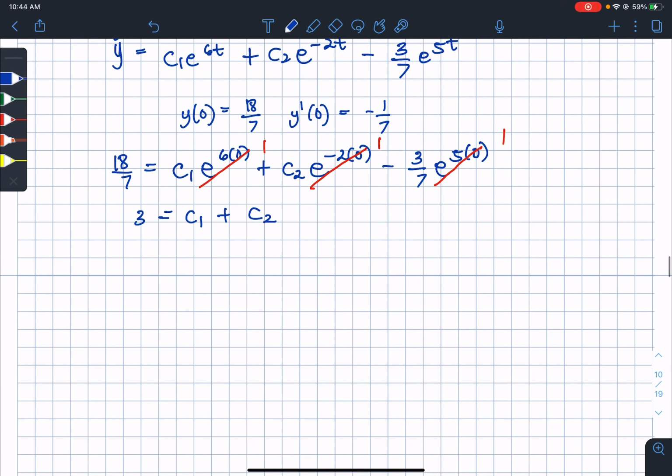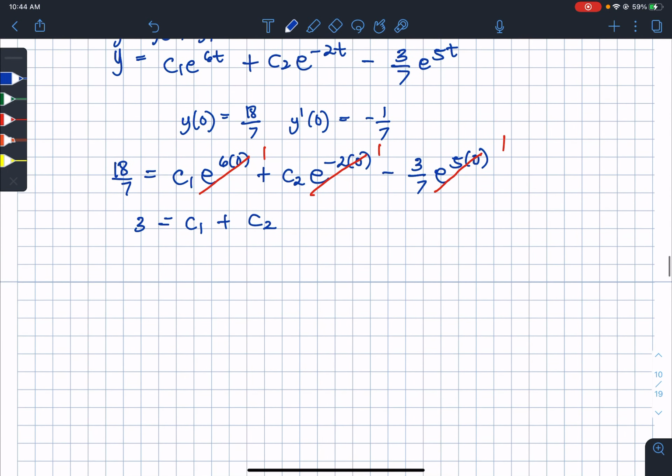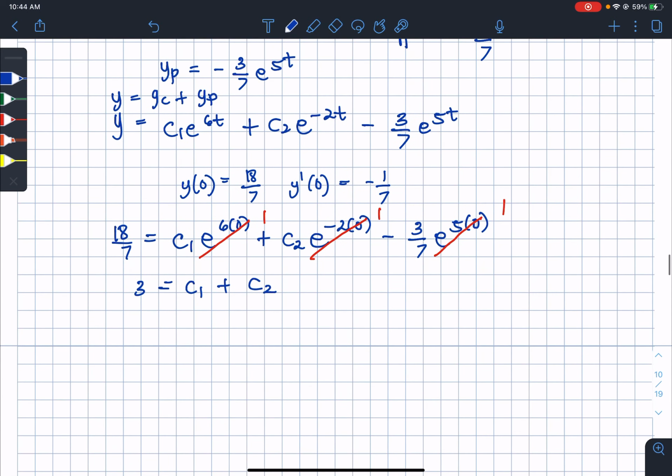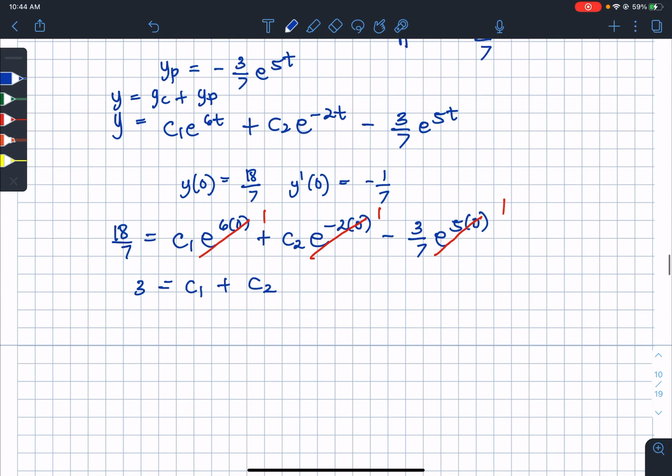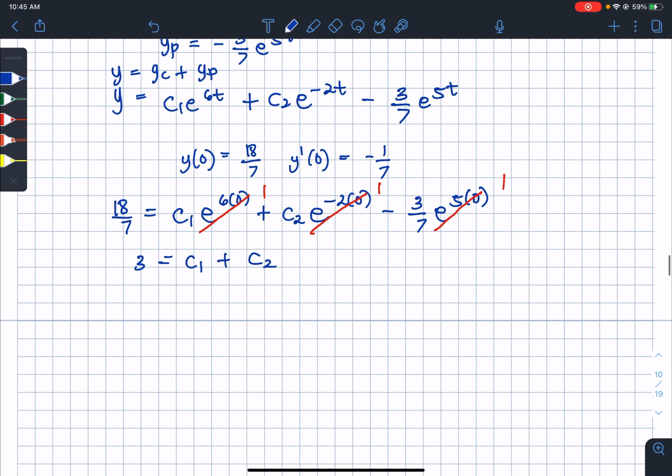And then the other one, when y prime of 0 is equal to negative 1 over 7. So therefore, we need to get what is y prime. So y prime would be 6 c1 e raised to 6t minus 2 c2 e raised to negative 2t and then minus 5 times 3, is 15 over 7 e raised to 5t.